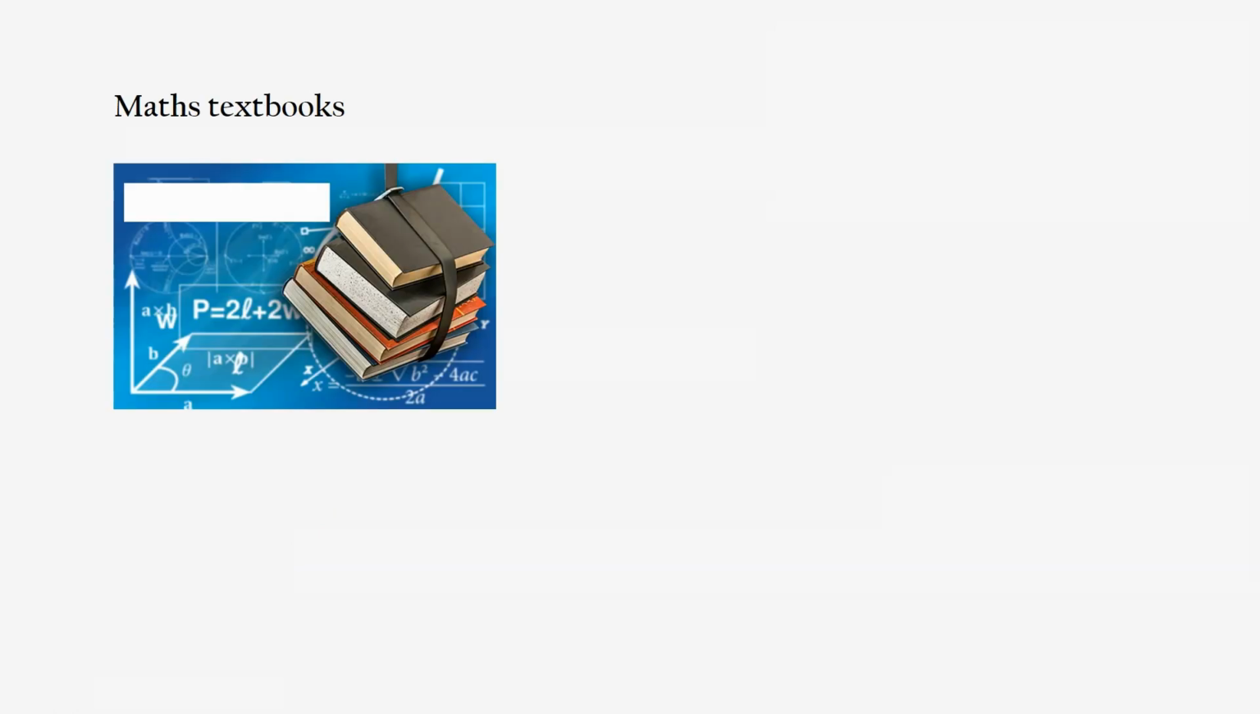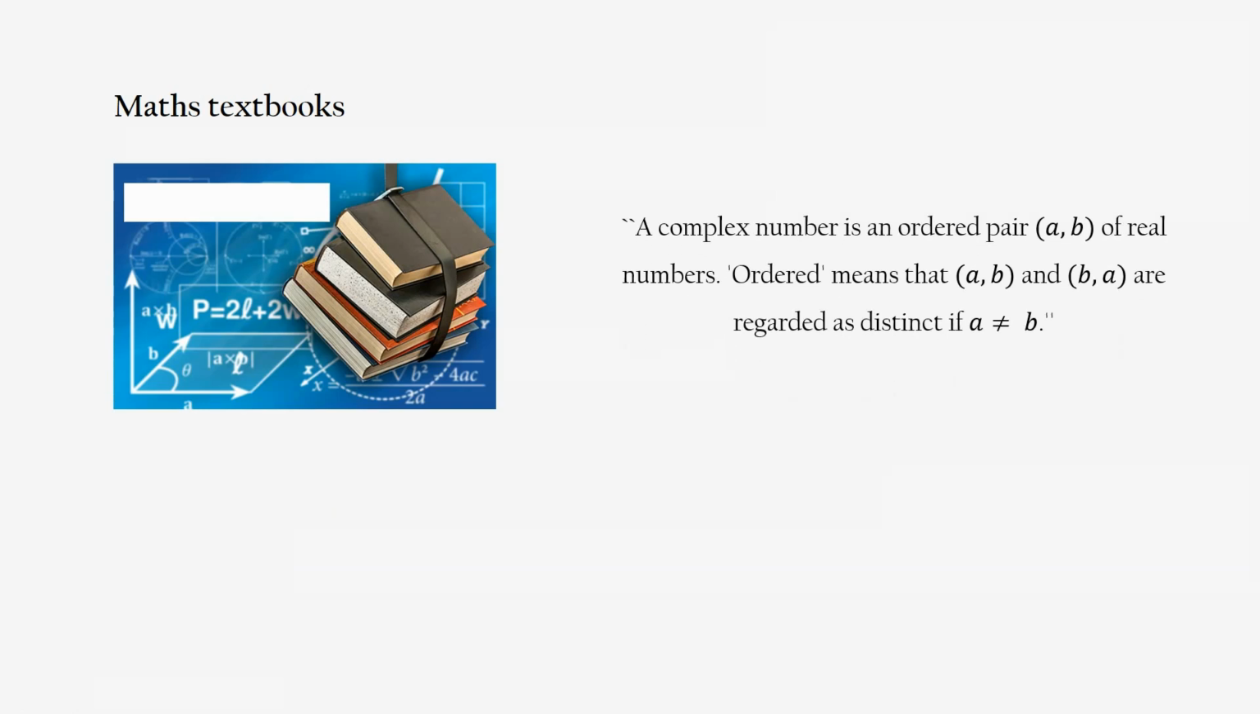So what do I do when I have to find out something about mathematics? I open maths textbooks. When I did the same for complex numbers, here is what I found. A complex number is an ordered pair (a, b) of real numbers. Ordered means that (a, b) and (b, a) are regarded as distinct if a is not equal to b. This was followed by properties of the complex number, addition, multiplication rules, and so on.